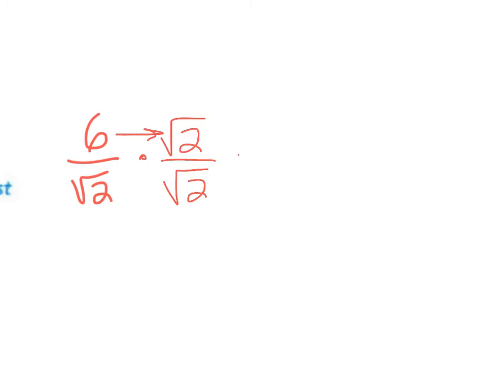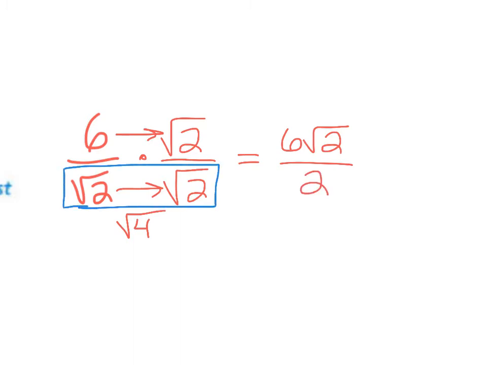Multiply straight across here, and I get 6 times the square root of 2. Multiply straight across here, and I get square root of 2 times square root of 2, which is the square root of 4, and that reduces to 2. So shortcut, any root times itself is going to be what's underneath. So if I have root 2 times root 2, then I know my answer is just 2. And then from this step, I've got 6 root 2 in the top and over 2 in the bottom.